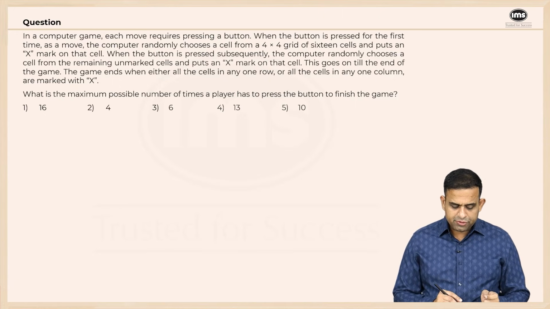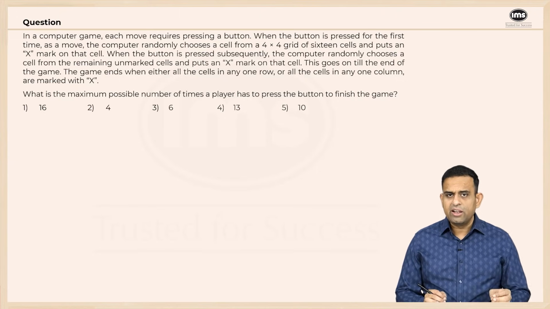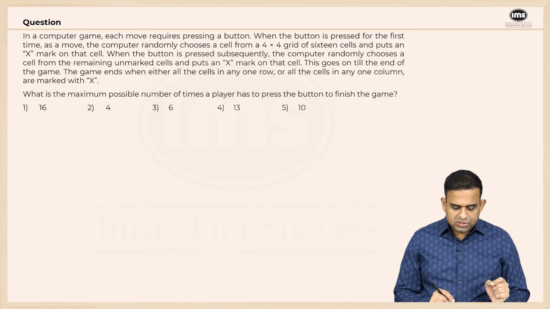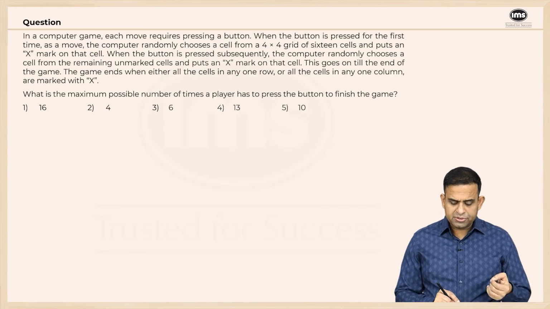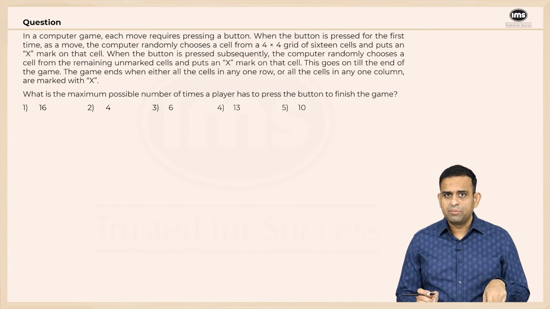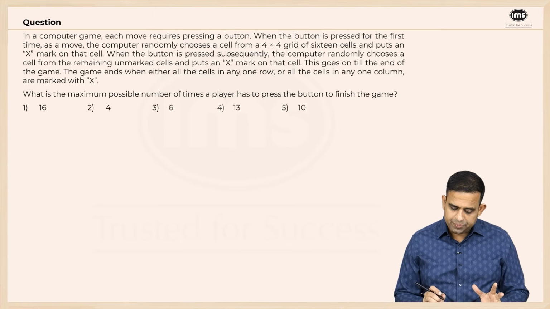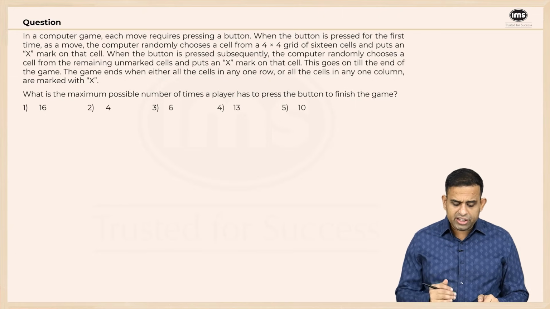When the button is pressed for the first time as a move, the computer randomly chooses a cell from a 4 cross 4 grid. So we have 16 places, and puts an X mark on that particular cell. When the button is pressed subsequently, the computer randomly chooses a cell from the remaining unmarked cells and puts an X mark on that cell. So after every press of a button, one puts an X mark in a particular cell which is not occupied. This goes on till the end of the game.